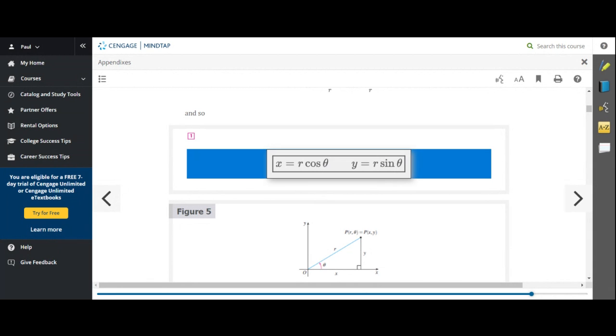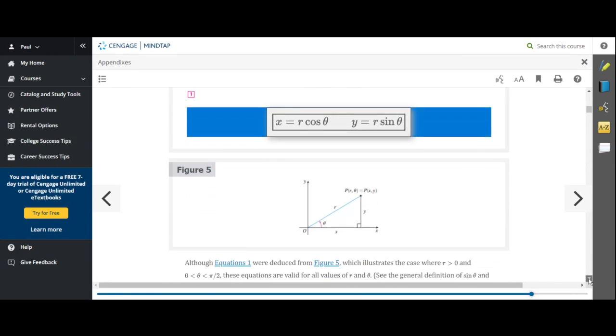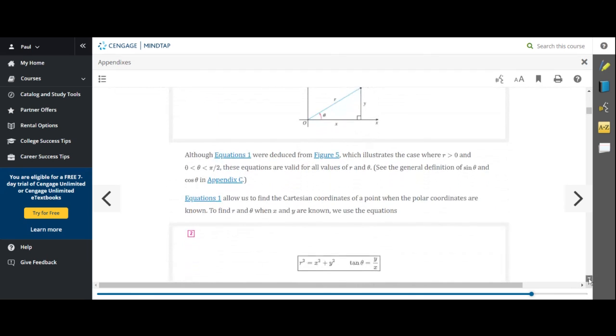And they have that in figure 5 below. Yeah, Rodrigo's seen it, Michael's seen it. The cosine of theta is x over r, adjacent over hypotenuse. Sine of theta is opposite over hypotenuse, y over r. Okay, so nothing really new here. Nothing really new in figure 5.